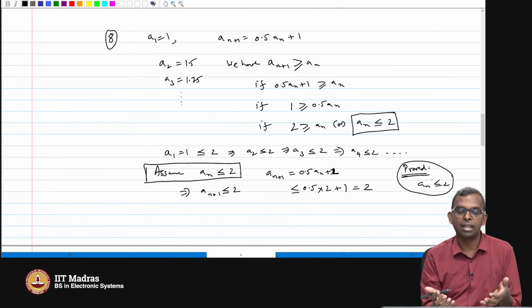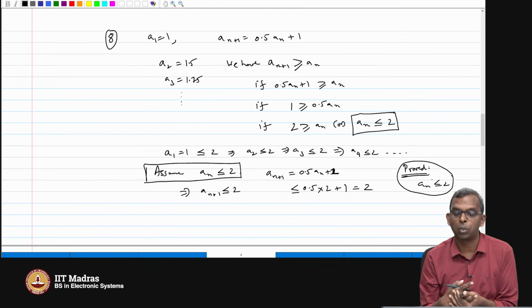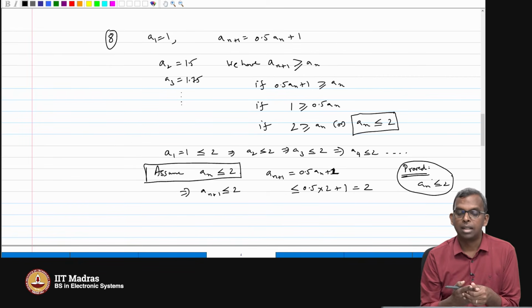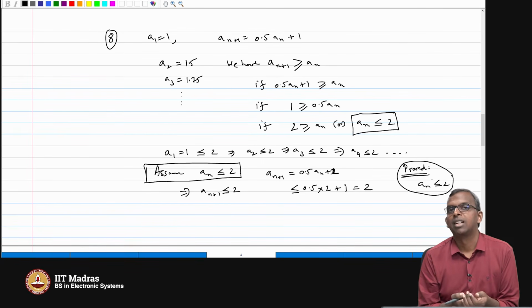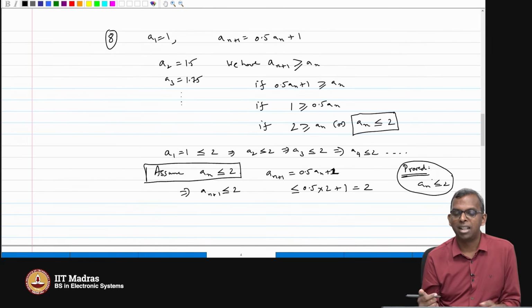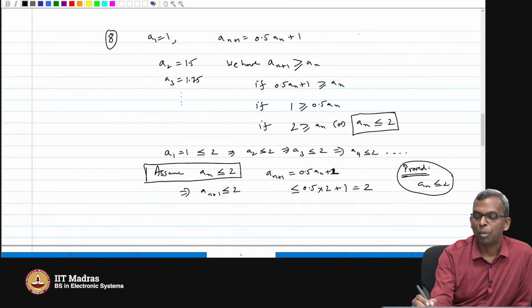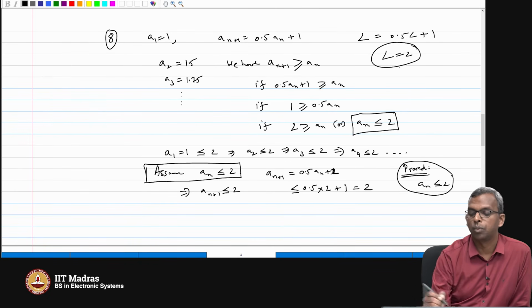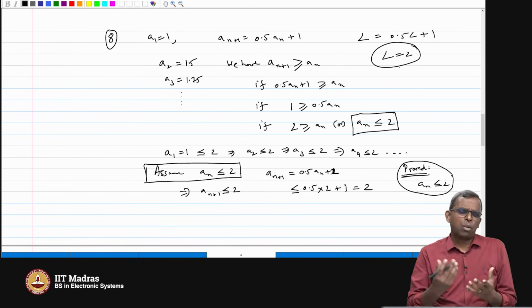I have shown you that with a_1 equals 1 and a_{n+1} equals 0.5 a_n plus 1, that sequence is monotonic and it is bounded. It is bounded above by 2 and it is also monotonically increasing. So, now my MCT will apply. If my MCT applies, I am going to have L equals 0.5 L plus 1. It comes to this side, so I get L equals 2. So, think about what I did here.